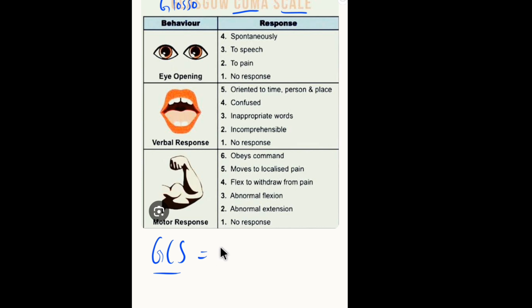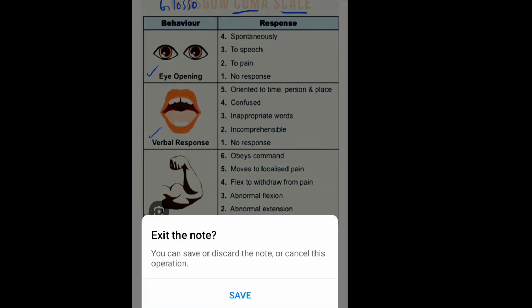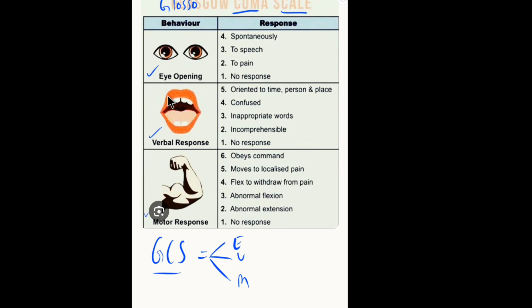It has three things. One is the eye, another is the verbal response, another is the motor response. So the Glasgow Coma Scale is based on three things: the eye, the verbal response, and the motor response. These three make the Glasgow Coma Scale.